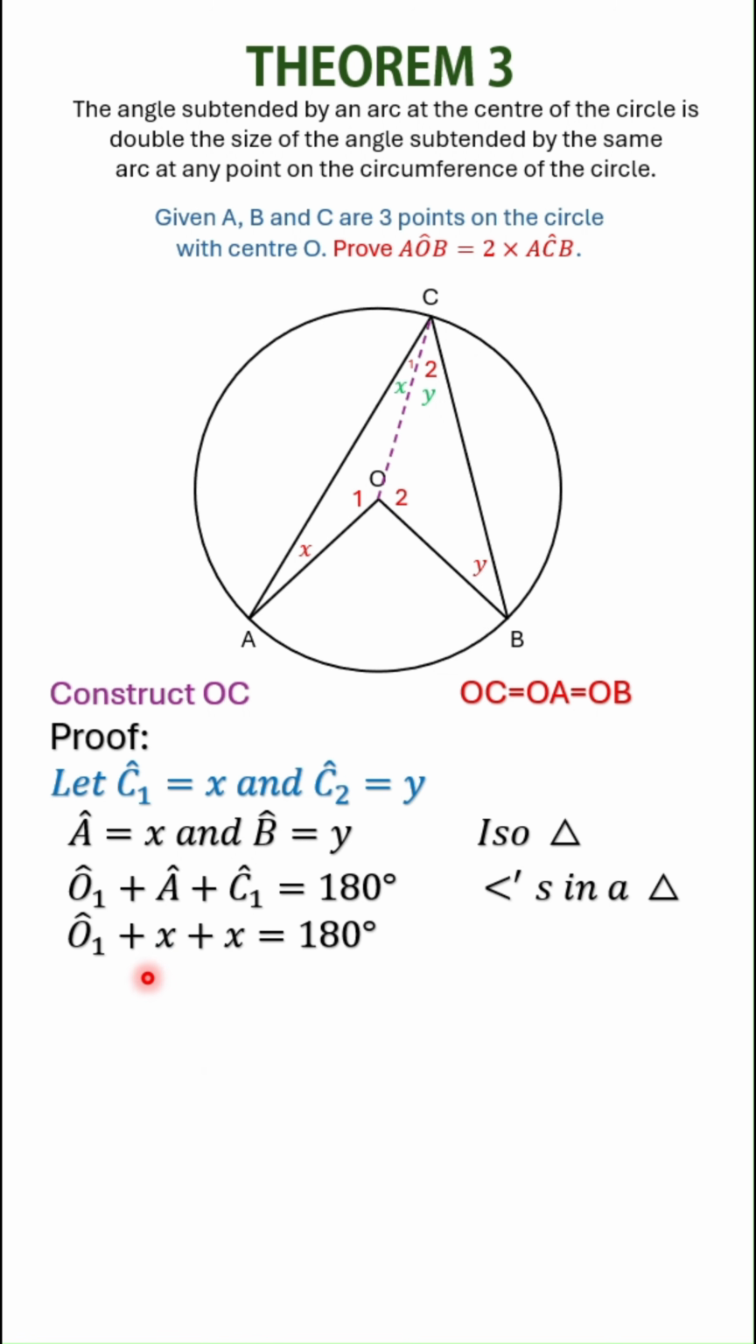So now we're going to substitute the value of A as x and the value of C1 as x. When we do that, we will find that O1 is equal to 180 degrees minus 2x.